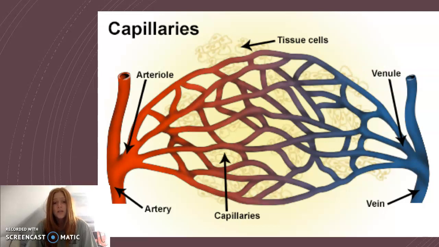Arteries then branch into smaller and smaller vessels, which are called arterioles. These arterioles then connect to smaller blood vessels, which are called capillaries. And from the capillaries, blood then passes through venules and then to the veins. And it is important to note that these veins carry blood back to the heart.